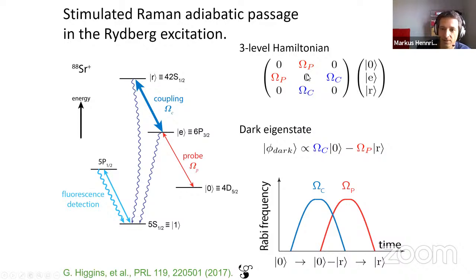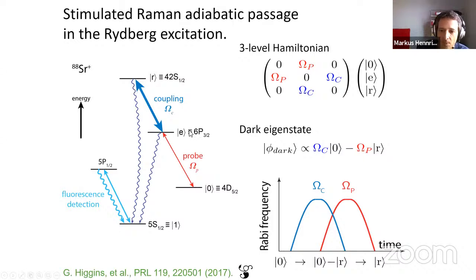There's no detuning, so this is 0, so you're really on resonance. If you then calculate eigenstates, similar to what I explained yesterday, you get one dark eigenstate. We call it dark because it doesn't contain the intermediate level. It's a superposition only of the initial state and the Rydberg level, which lives for a relatively long time.